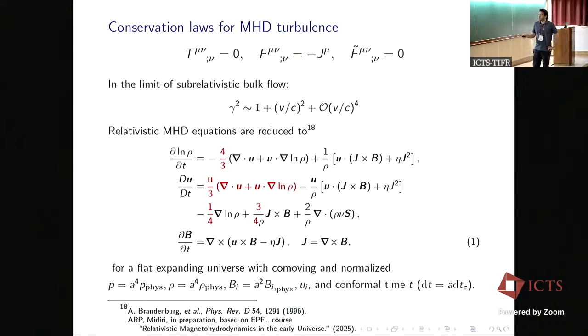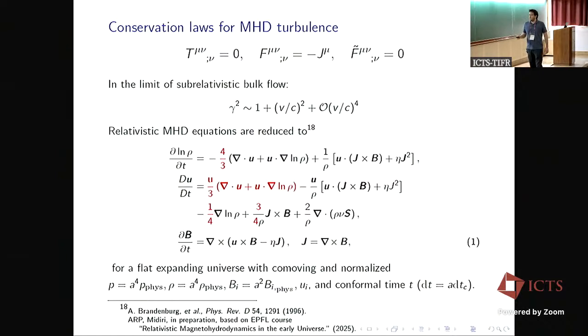Then we couple the fluid conservation laws to Maxwell equations, in which the usual assumption in MHD is to neglect the displacement current. So from Maxwell equations, we can get a direct description of the current density, and then get the induction equation for the magnetic field.